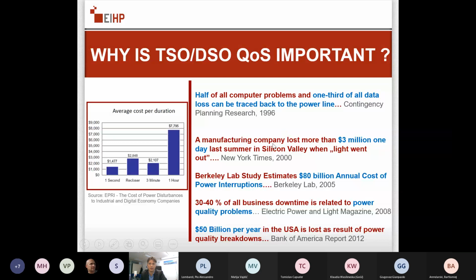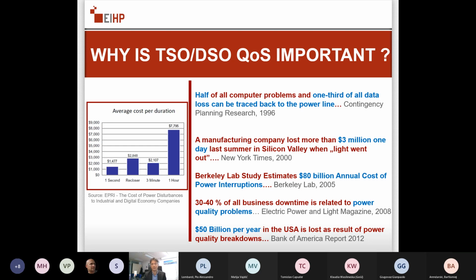Or a manufacturing company lost more than 3 million in one day last summer in Silicon Valley when the light went out. Or a Berkeley Lab study estimates 80 billion of annual cost due to power interruptions, or 30–40% of all business downtime is related to power quality problems, or 50 billion per year in the US is lost as a result of power quality breakdowns. As you see, this is mostly for the US system, but the situation is comparable in other developed countries.